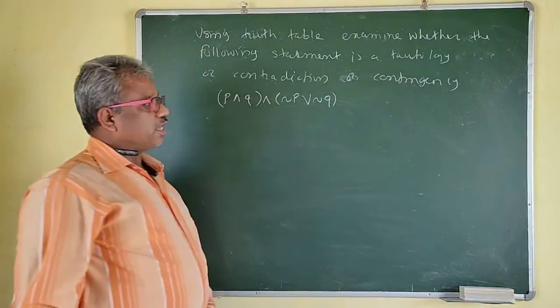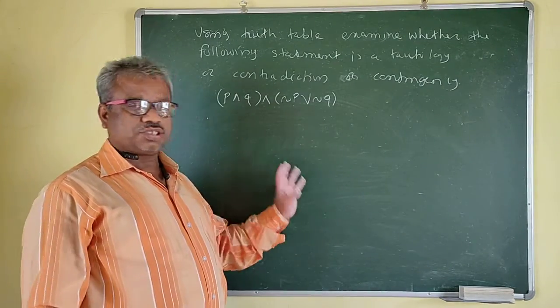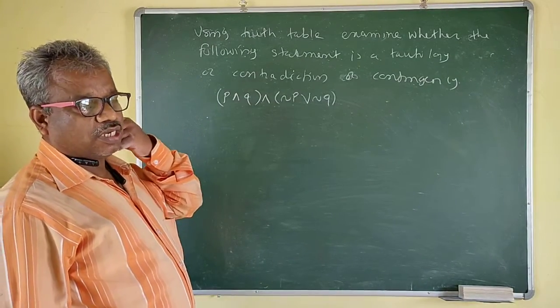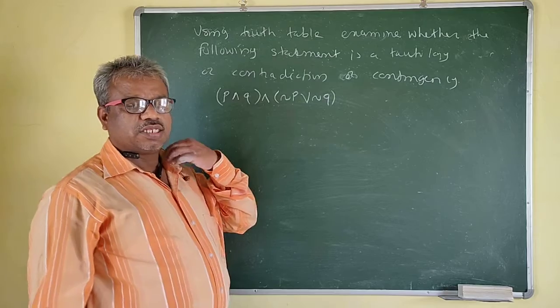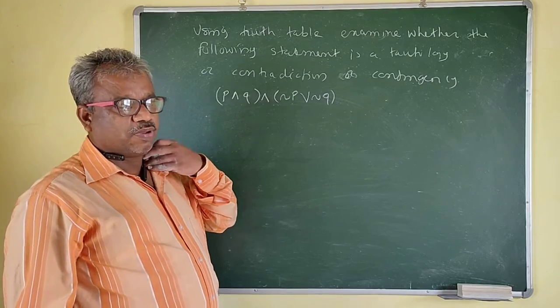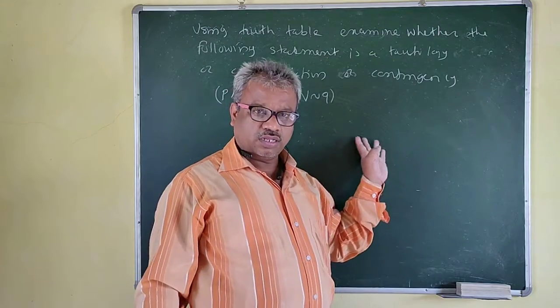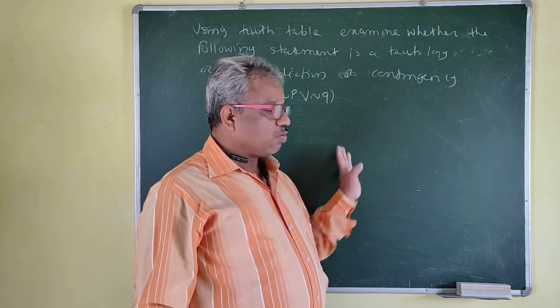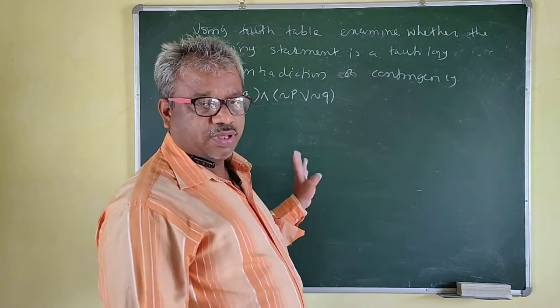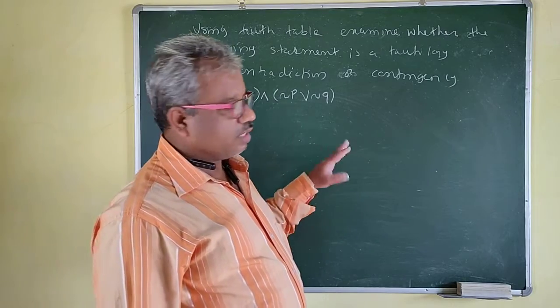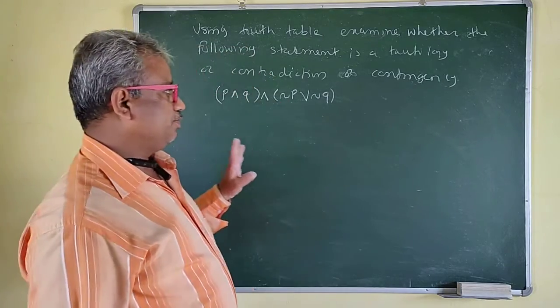Okay, so last time we have seen how to show that the statement patterns are logically equivalent, and in the last example we have seen that whatever the problem given, it was wrong. So here the corresponding entries in the last column of the statement patterns are not the same, therefore that is not logically equivalent, right?